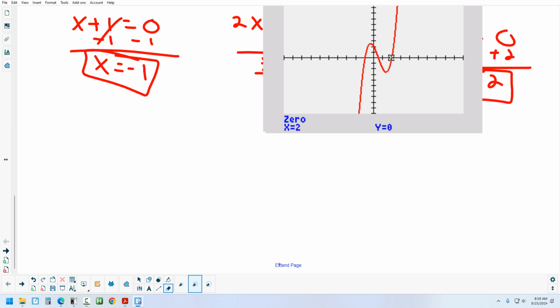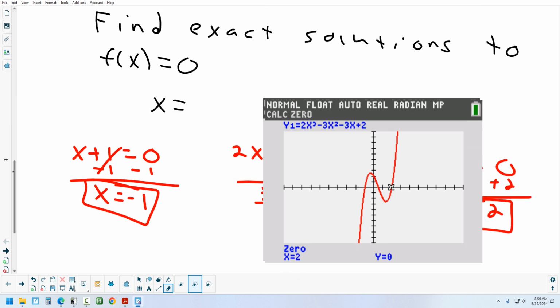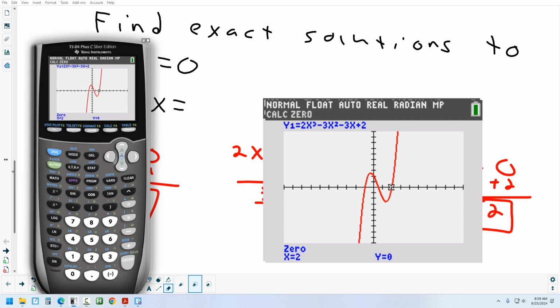If I wanted to get the other ones, I'd have to do that process again. Second, I can show you one more time. Second, calc, 0. Okay, let's do the one in the middle.